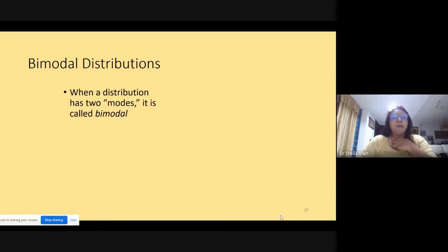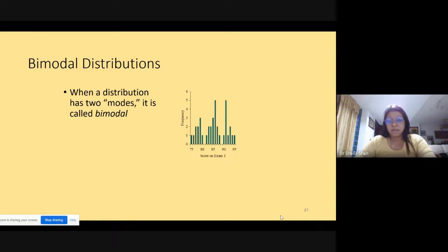Okay, bimodal distribution. When you have two modes, it is called bimodal. Like this, you can see the top scores here. You have two peaks. When you have two peaks, then it is called bimodal. You have two modes.